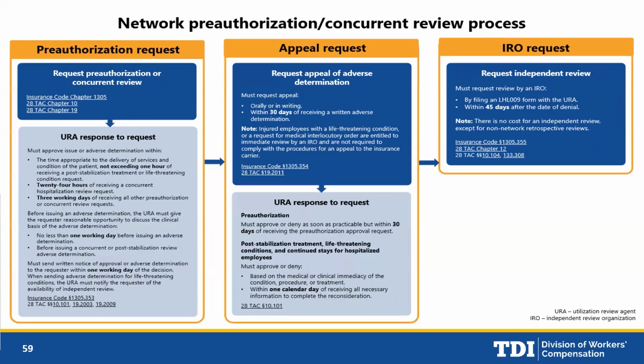On the network side, remember there are some nuances to the timeframes, but generally the same 3 steps. Pre-auth request, if it's not approved and you're appealing, and then on to an IRO with the timeframes relevant for a network claim.